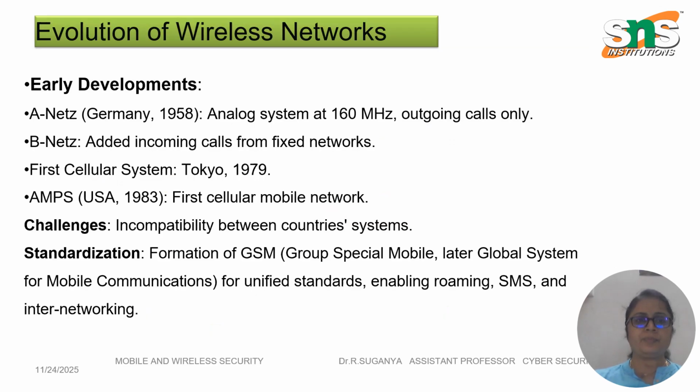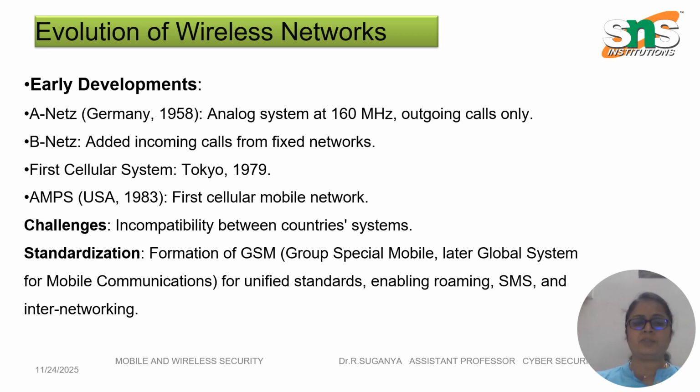Next is the evolution of wireless networks. The wireless network evolved in Germany in 1958, called A-nets, analog systems at 160 megahertz, with outgoing calls only, and B-nets adding incoming calls from fixed networks. The first cellular system was established in 1979 in Tokyo, and AMPS, the cellular mobile network, in 1983. The main challenge was incompatibility between country systems.